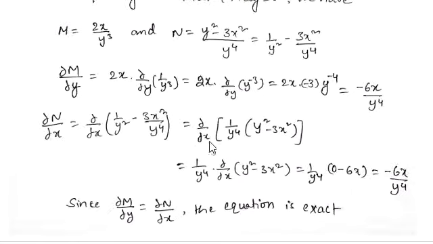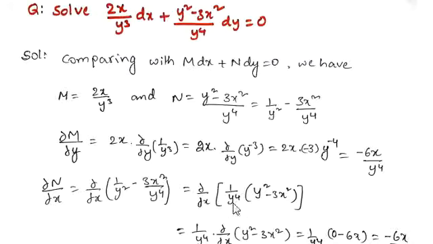Here, with respect to x, y is constant, so 1/y^4 is constant. ∂/∂x of y^2 - 3x^2: y^2 is constant, so its derivative is 0, and for 3x^2 the differentiation is 2x, so 3 into 2 is 6x. When you simplify further, it is -6x/y^4. So ∂M/∂y and ∂N/∂x are the same, so both are equal.